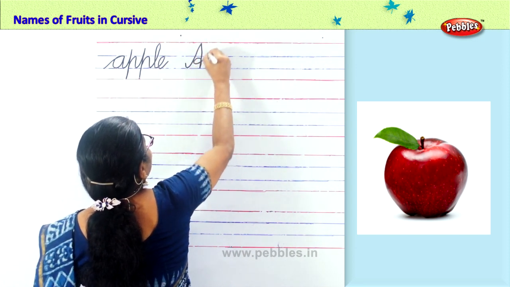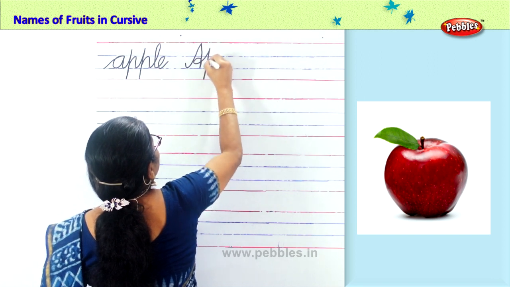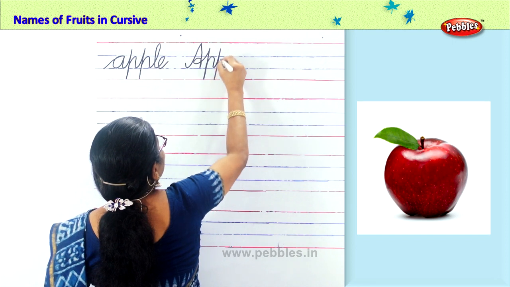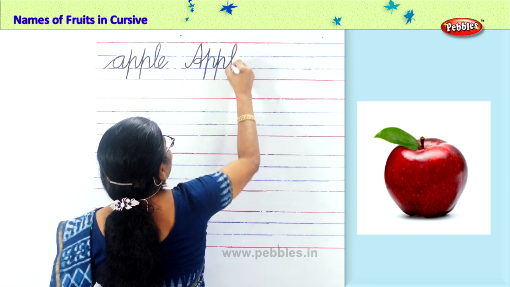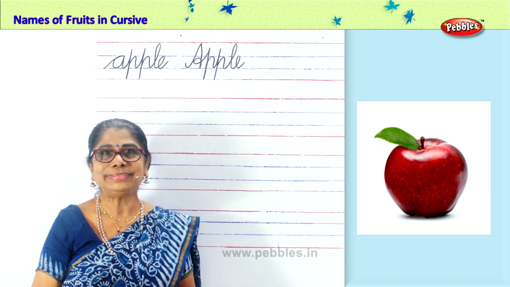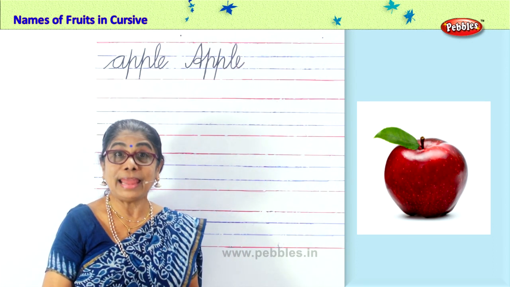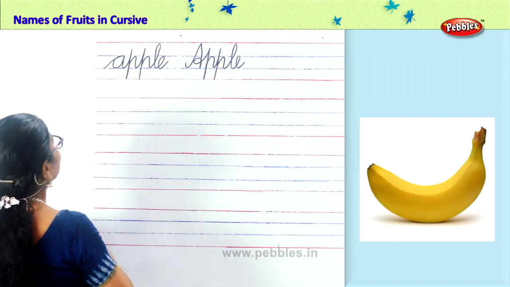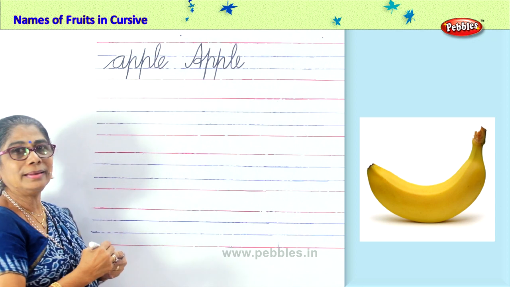A, P, P, L, E, apple. You like to eat apple? Good. Next, banana. You like to eat banana?